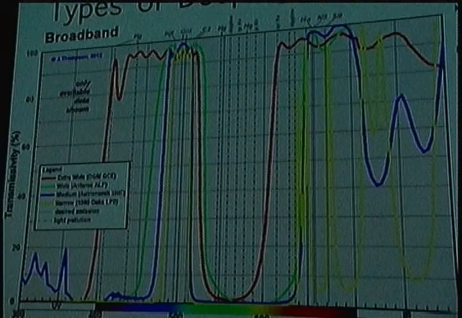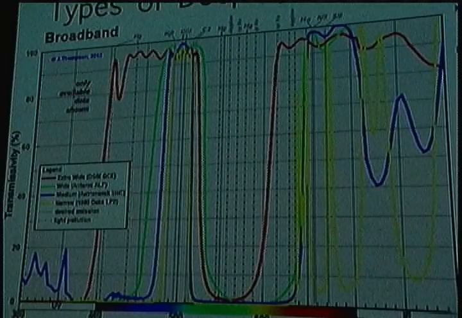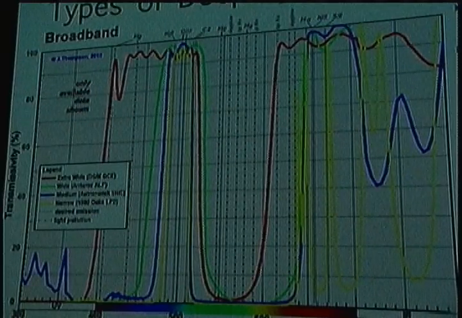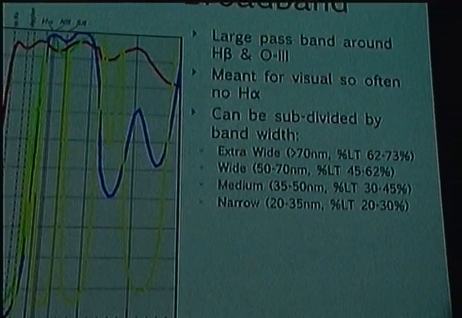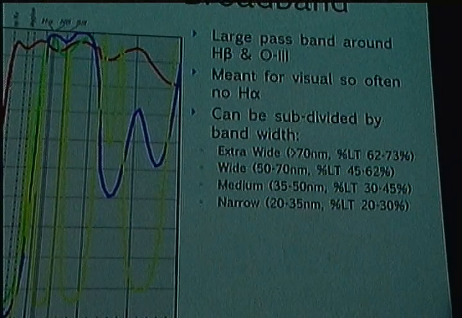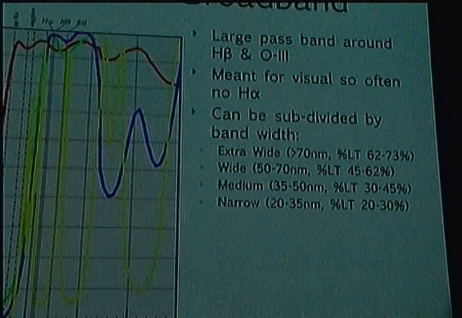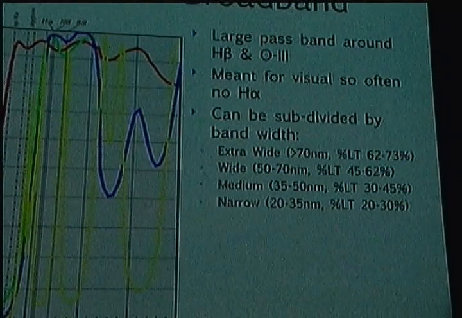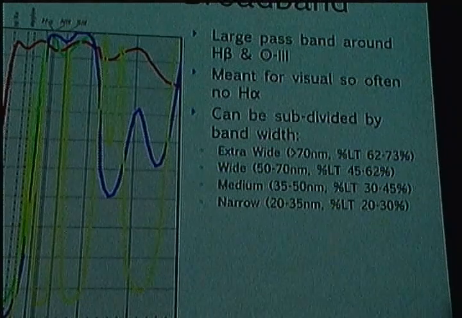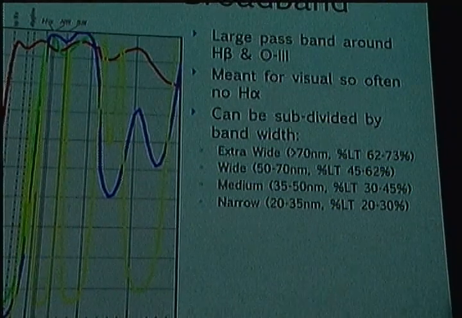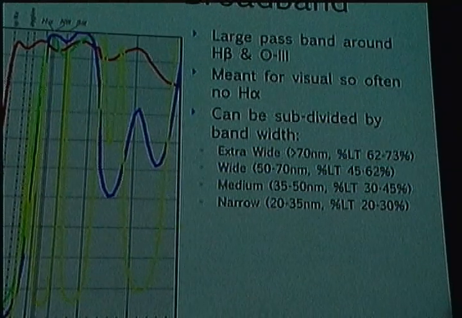Now, the broadband category can be further subdivided based on the width of this band. And this is a system that I've come up with. I've pulled this all out of my butt, so if you look for this in a book, you're not going to find it. So I've subdivided it into 4 subcategories. Extra wide, I would say, is any filter where the passband is bigger than 70 nanometers. And that red line there is definitely wider than 70 nanometers. These filters have luminous transmissivity, or percent LT, values ranging from 62 to 73%.